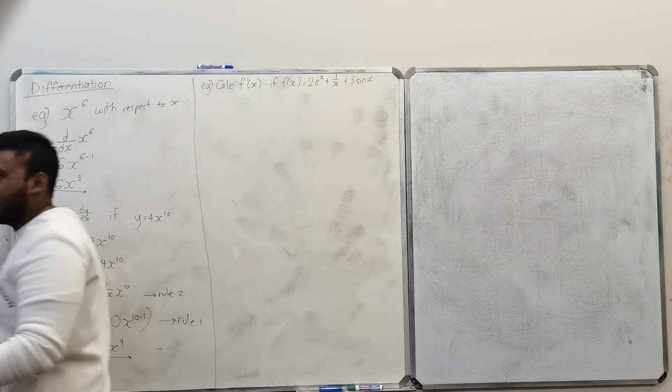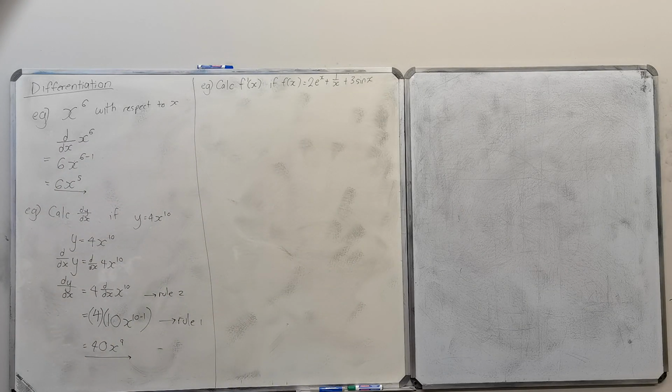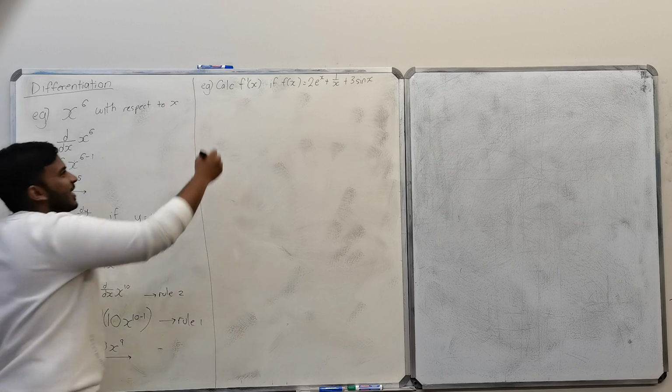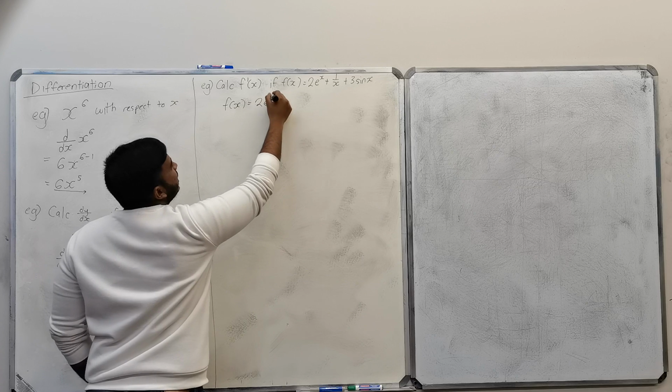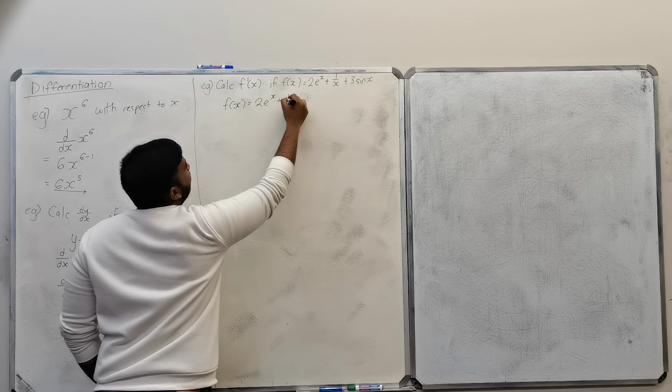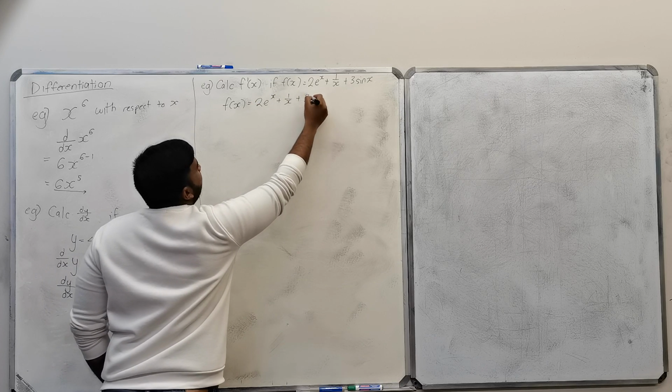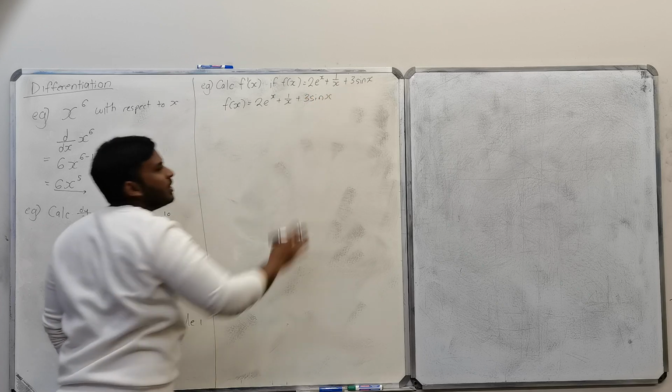Alright, now we get into the good stuff. They want you to calculate f prime x if f of x is equal to 2e to the power x plus 1 over x plus 3 sine x. Let's get into it. So write down your equation first. f of x is equal to 2e^x + 1/x + 3 sin x. That was the equation given to us.